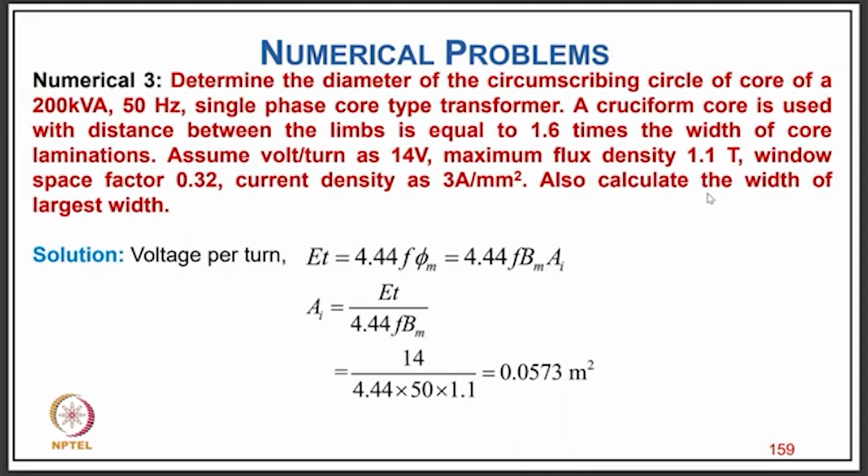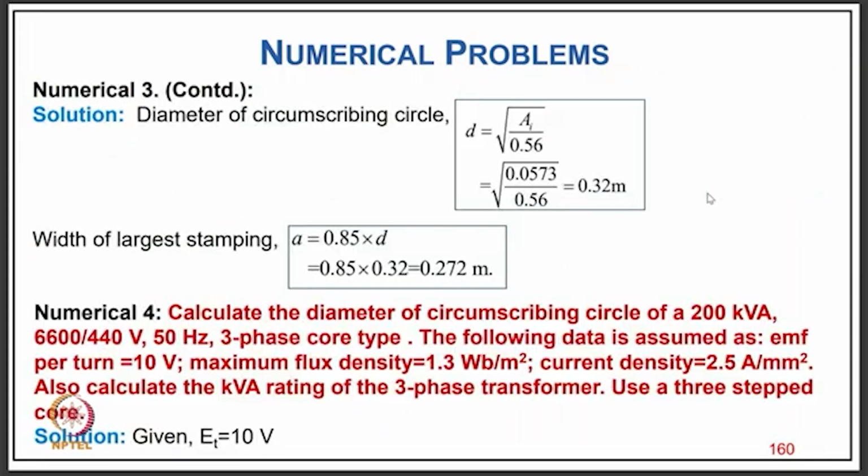So volt per turn Et equals 4.44 f phi m, and Ai equals 80 upon 4.44. So Ai becomes, putting in the value, 0.0573 meter square. The diameter of the circumscribing circle d is under root Ai upon 0.64, that comes 0.324, and the width of the largest stamping equal to 0.85 d, so it becomes 0.72 meter.